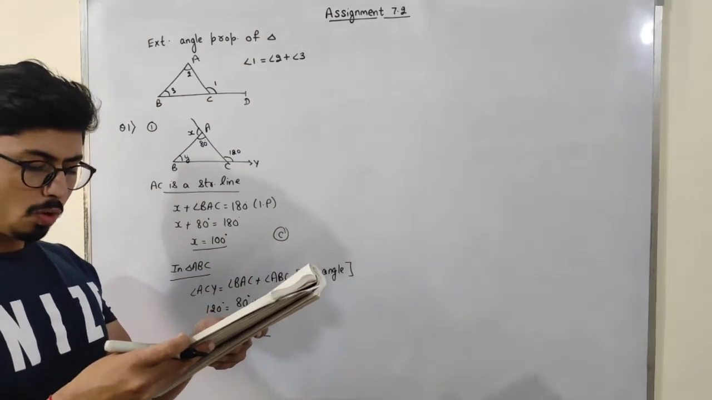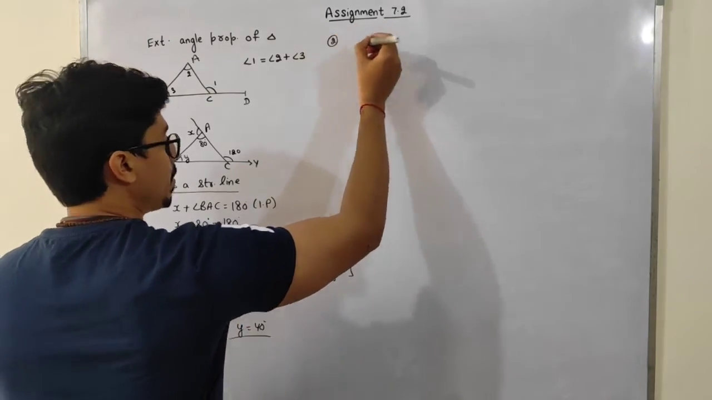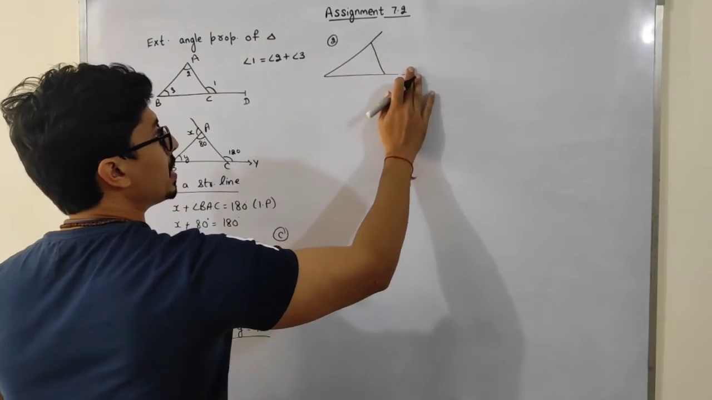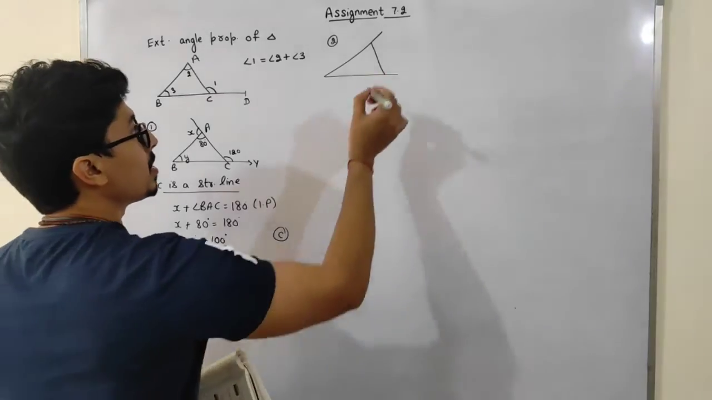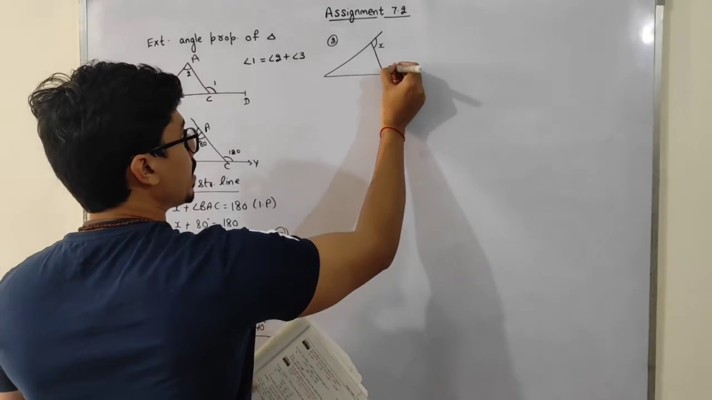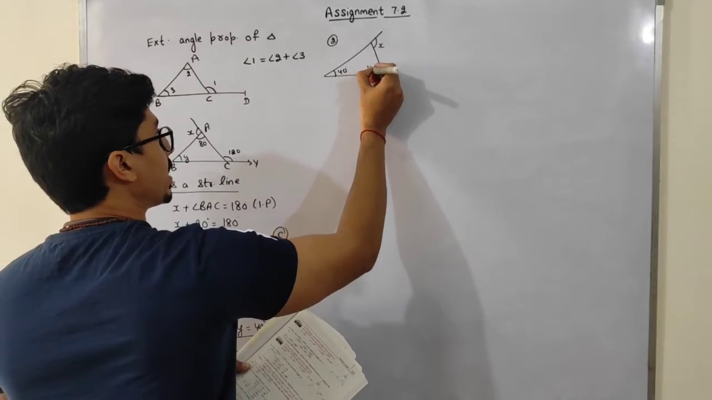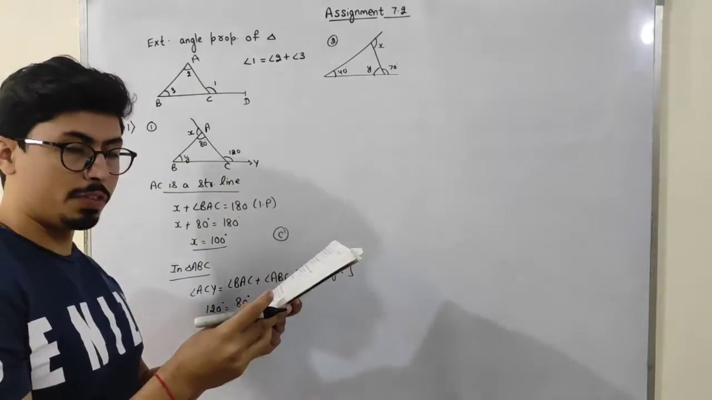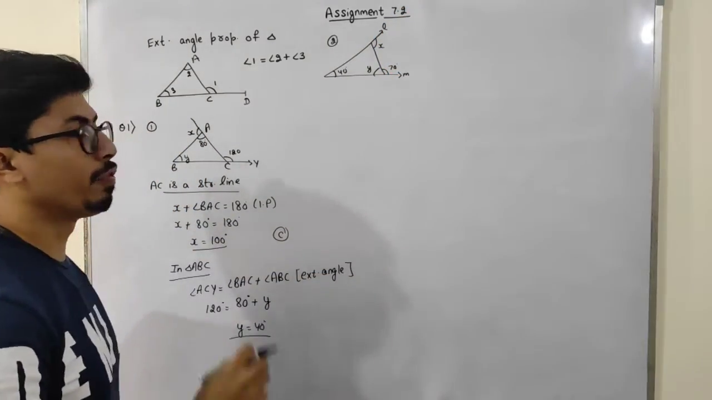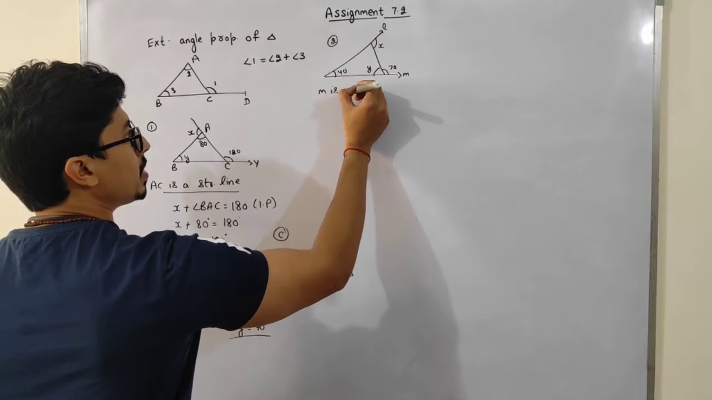Now moving forward to the second part of this, students. See, in the second part, what do we have? This figure is given to us. This is X. This is 70 degrees. This is 40 degrees. And this is Y. This is L and this is M. We have to find out the value of X and Y. Similarly, students, LM is a straight line.